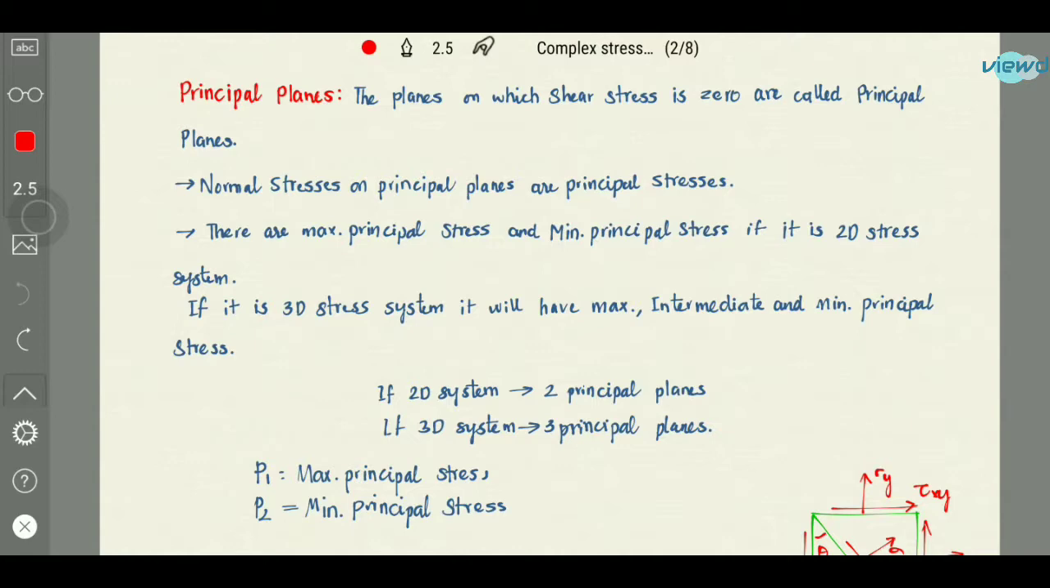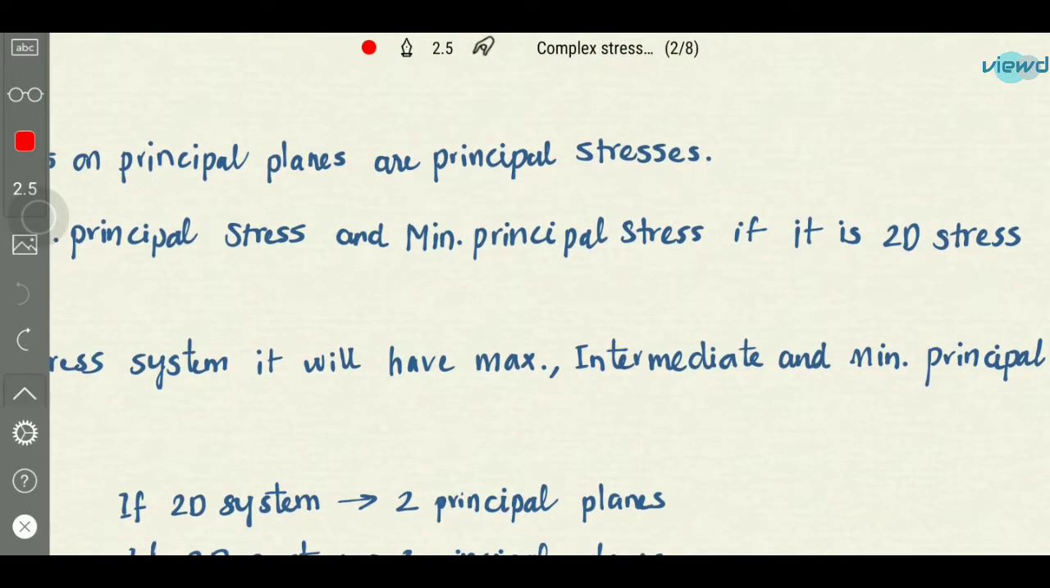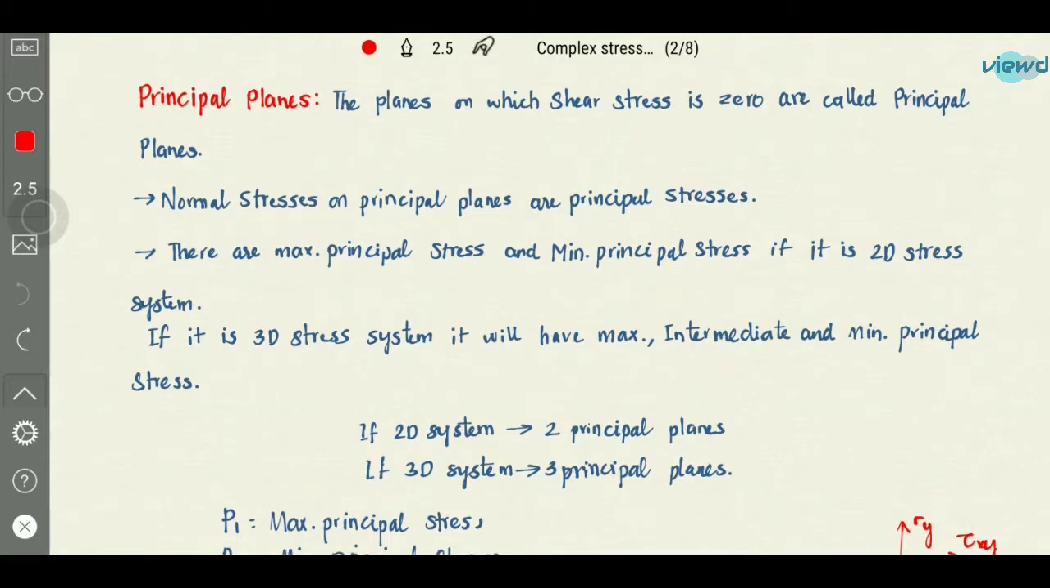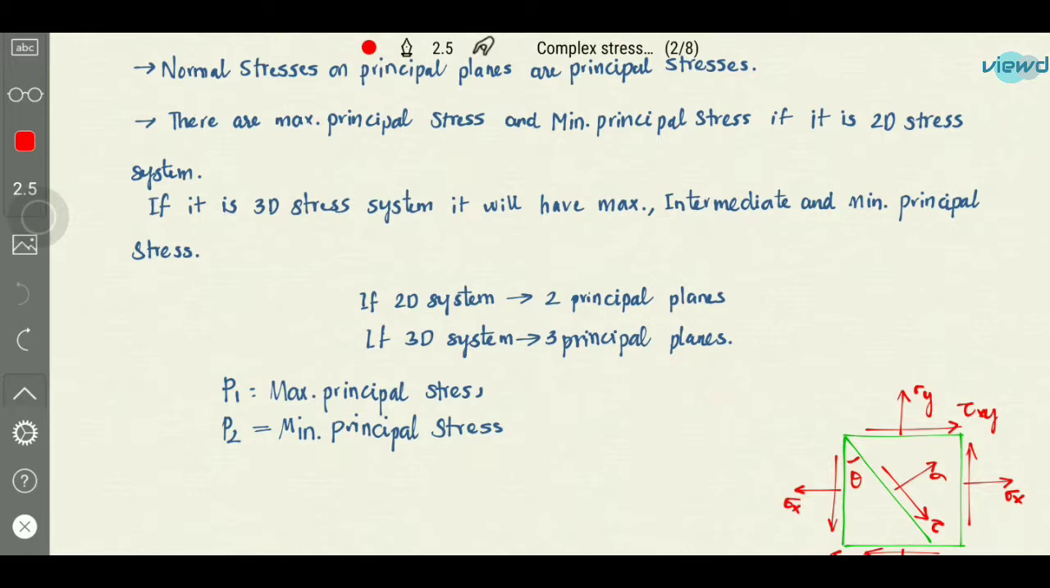If 2D stresses are acting, there will be a maximum principal stress and a minimum principal stress. If it is a 3D stress system, which means sigma x, sigma y, sigma z are acting, then it will have maximum principal stress, intermediate principal stress, and minimum principal stress. If it is a 2D stress system, it has only maximum principal and minimum principal stress. So how many planes does a 2D stress system have? 2 principal planes. And if it is 3D, it has 3 principal planes.